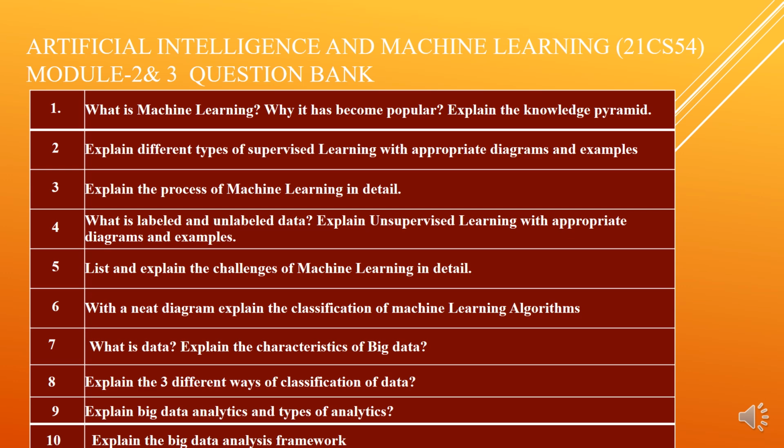What is data? Explain the characteristics of big data. Explain the 3 different ways of classification of data. So you have to explain all the 3 different ways of how it is classified: as univariate data, bivariate data, multivariate data, based on the variables it is going to process; based on what type of data it is going to categorize, whether it is discrete data or continuous data; or based on the structure, whether it is unstructured data, semi-structured data or structured data. So like that, all the 3 types you should explain, and explain big data analytics and types and big data framework.